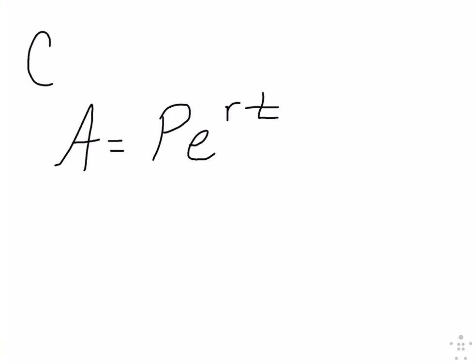Then the last thing that they're going to ask you to do is something like this, and they're going to use this formula. A equals PRT. PERT. This is compounded continuously.